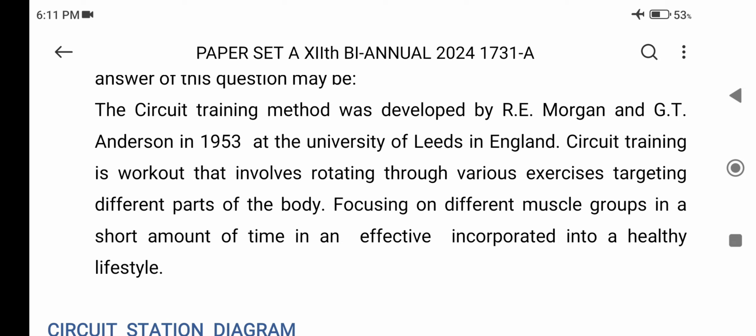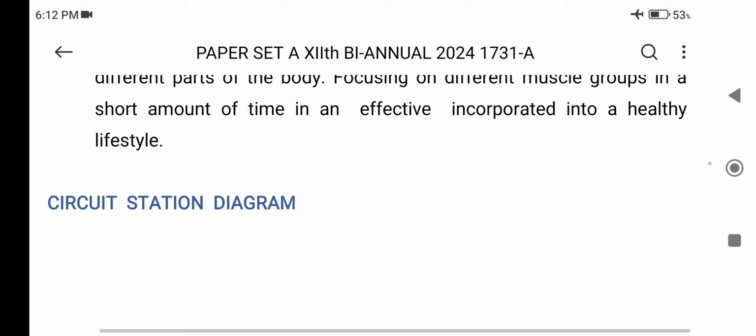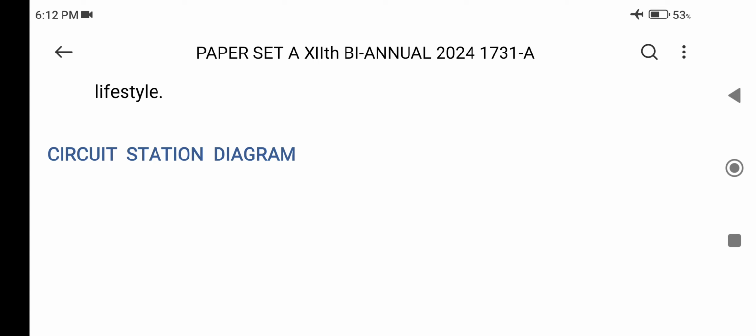Circuit training is a workout that involves rotating through various exercises targeting different parts of the body, focusing on different muscle groups in a short amount of time, in an effective way that can be incorporated into a healthy lifestyle. Circuit station diagram.